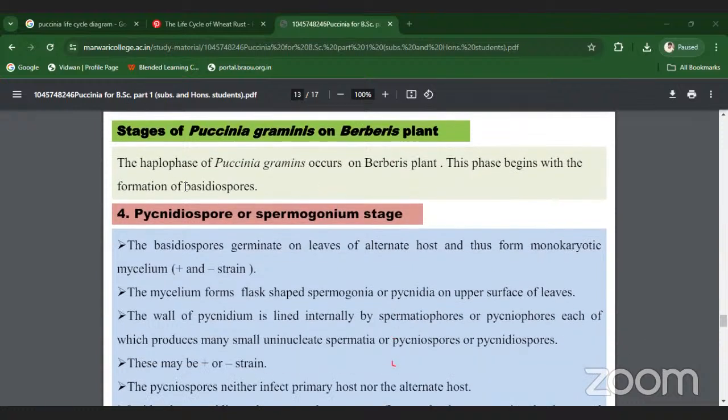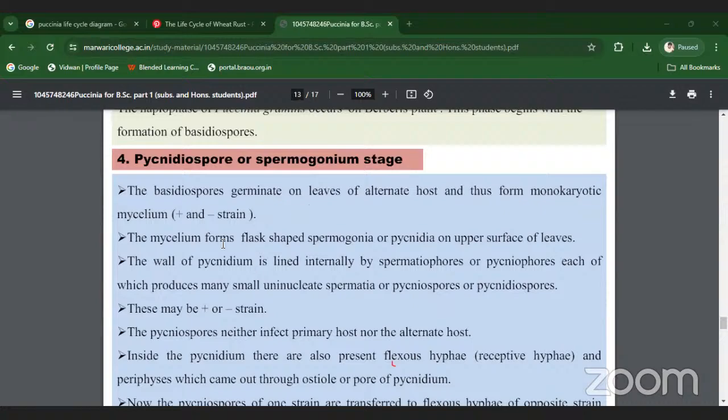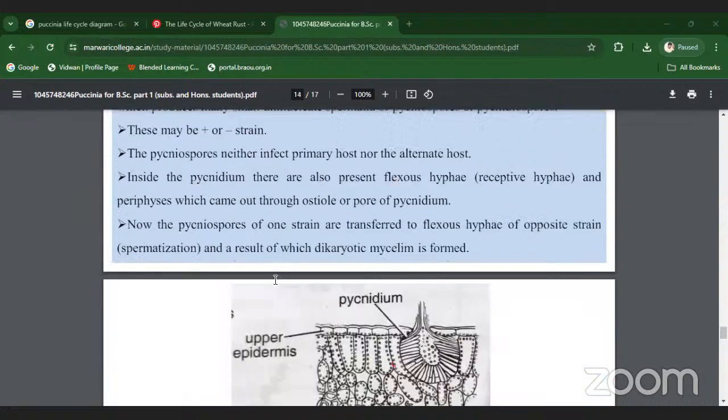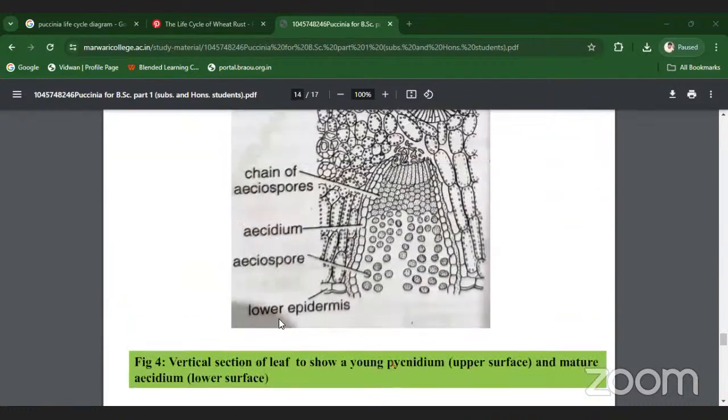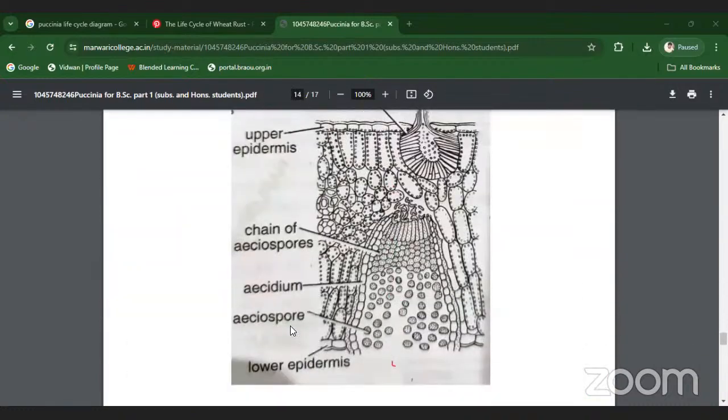Puccinia graminis, the barberry plant. I already told you at the very beginning that barberry is only haplophase. There is no binucleate, only a single nucleus present. So that is called haplophase. Now let's discuss pycniospores and next aeciospores. Both are formed here. Let's discuss.